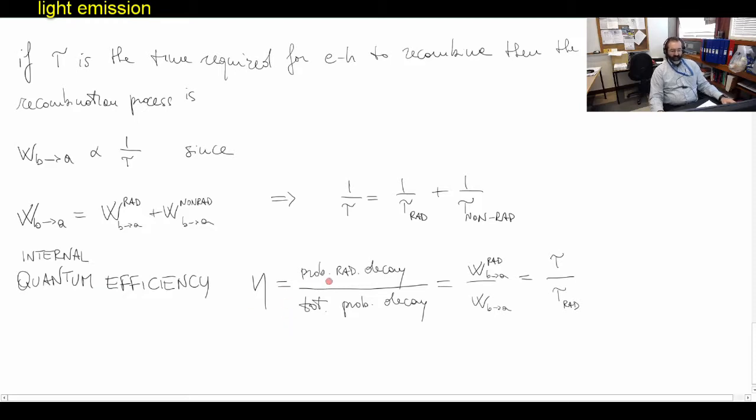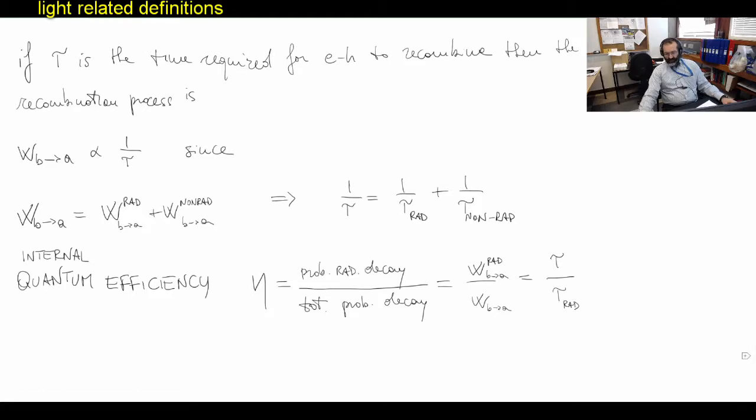And this is defined as the probability of a radiative decay divided by the total probability of decay. So effectively it is defined by W_rad over W, which, based on our above definitions, is effectively the ratio between the total time for recombination, the lifetime of electron and hole pairs, divided by the lifetime for a radiative recombination. So this concludes effectively what I wanted to tell you yesterday. This was the only bit that was left.